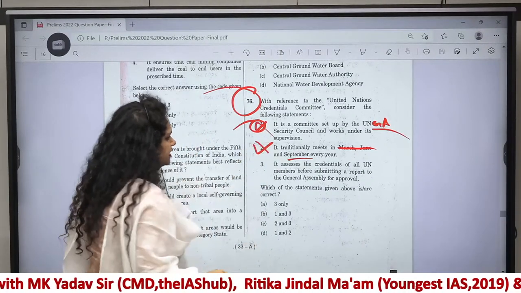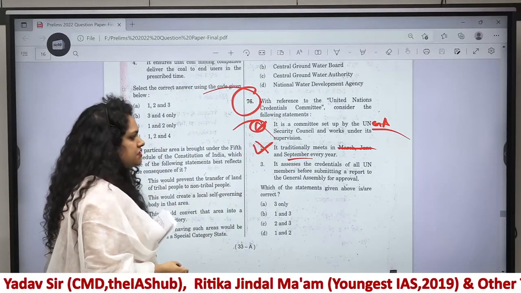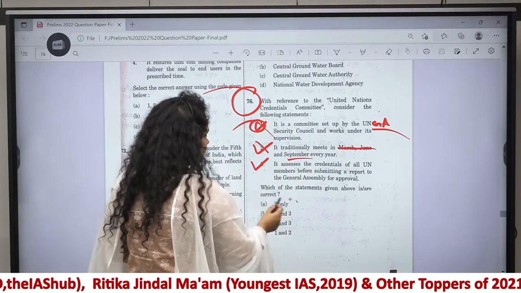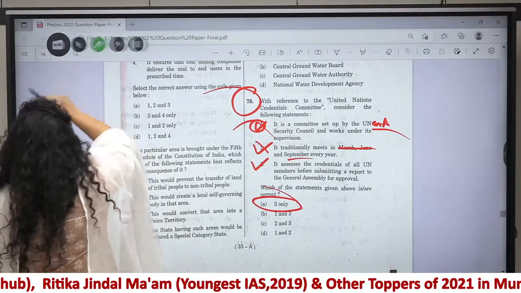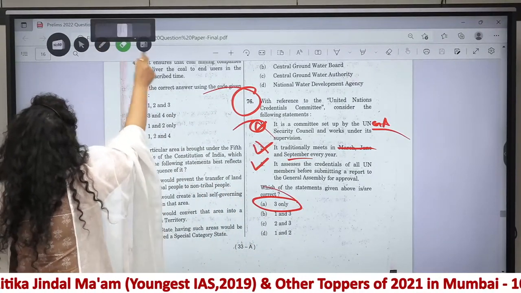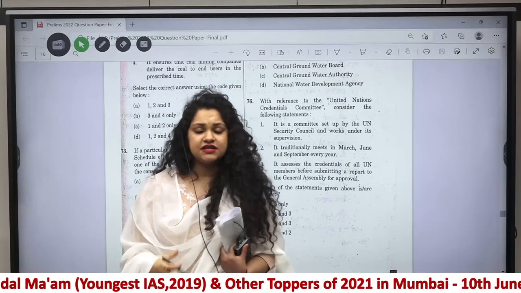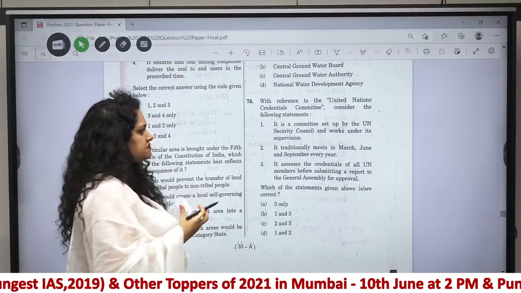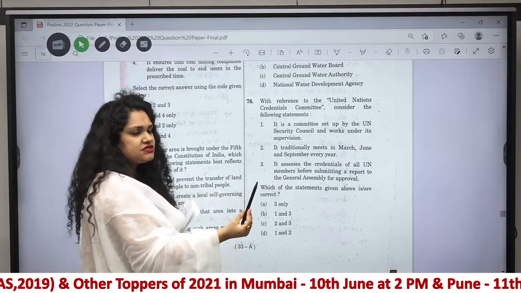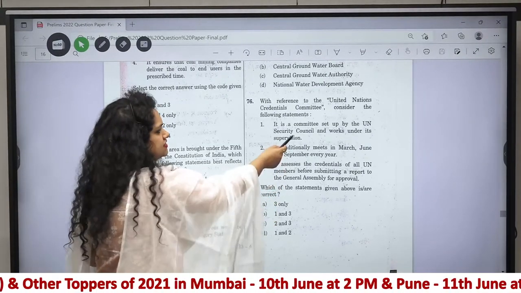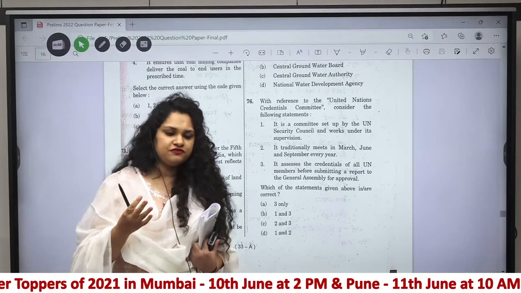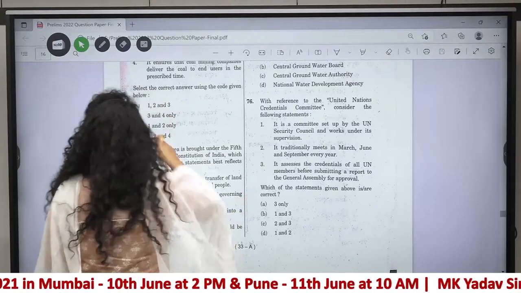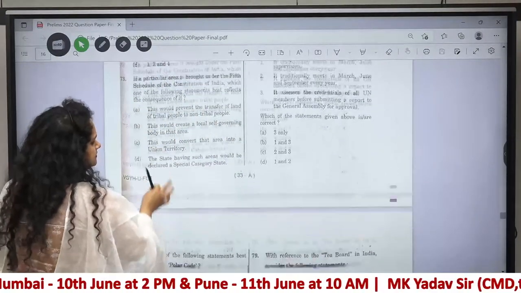So this is incorrect, this is incorrect. It assesses the credentials of all UN members before submitting a report to the General Assembly for approval. So this portion is correct, and therefore the answer is A. Not something that has caught an eye during our preparation, but certain aspects, for example, you could see the contradiction. If 3 is correct, then this is not correct, right? So if you have attempted this question or you have not attempted, this is what the key has to say, right?